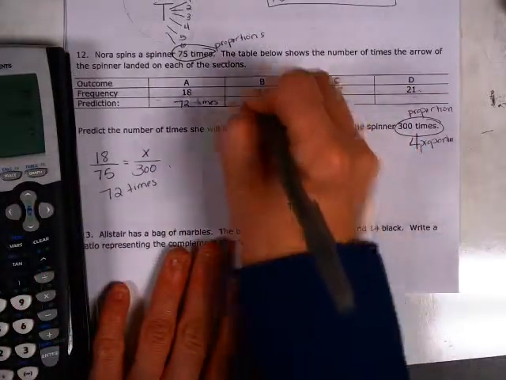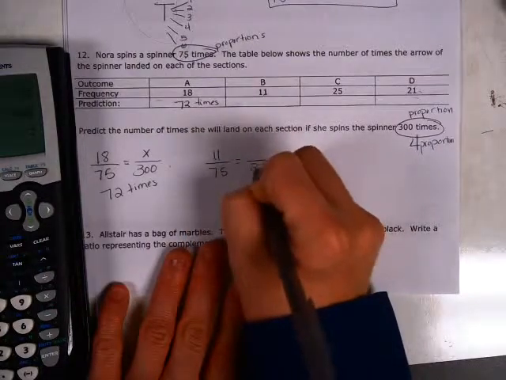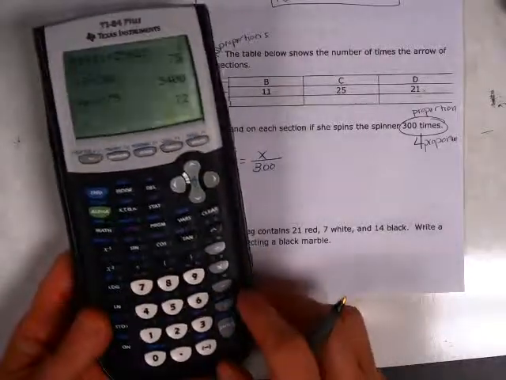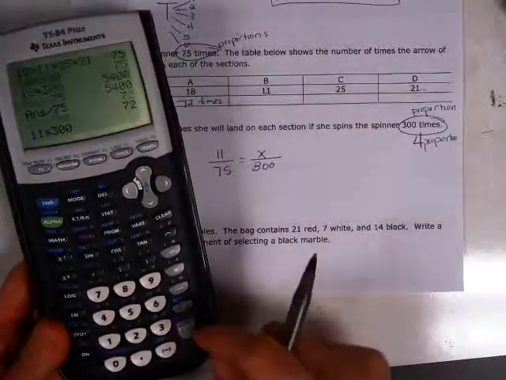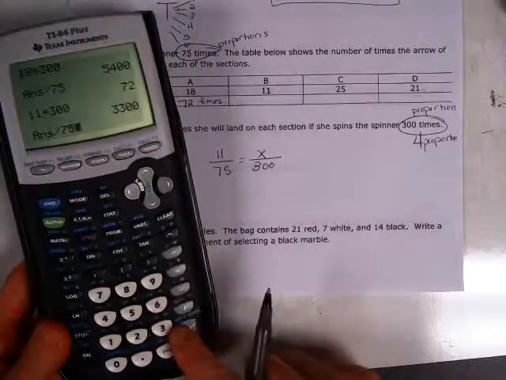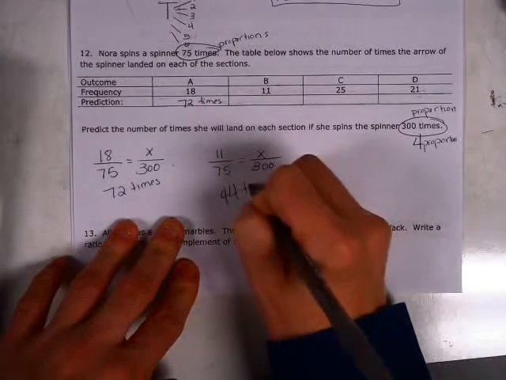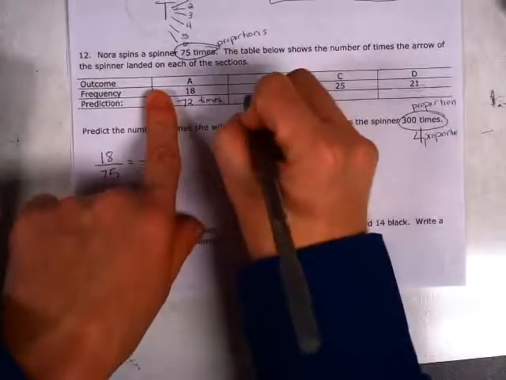It's going to be 11 out of 75. But we want to know how much it is out of 300. So there's our proportion. So 11 times 300 divided by 75, and you get 44 times. Which makes sense. 11 is a smaller number than 18.